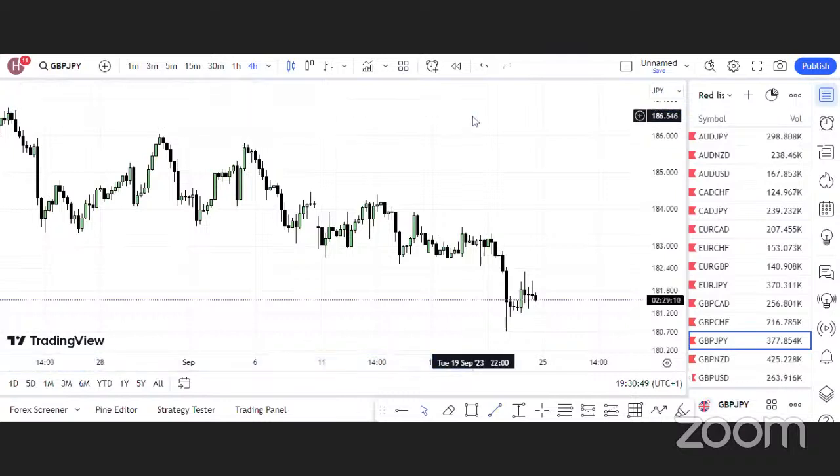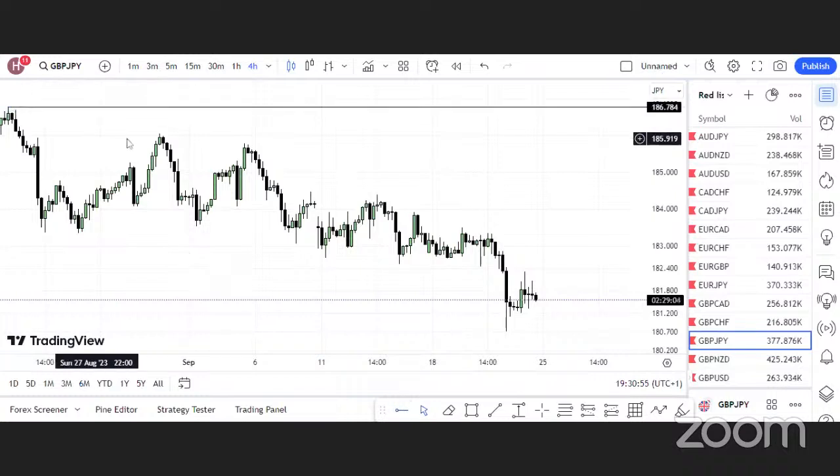Sorry, let me not use this. Let's use the other tools. This is a high. Okay, we have this high. Why is it a high? Because apart from this high, there's no other high.